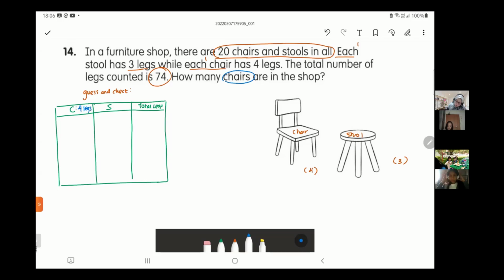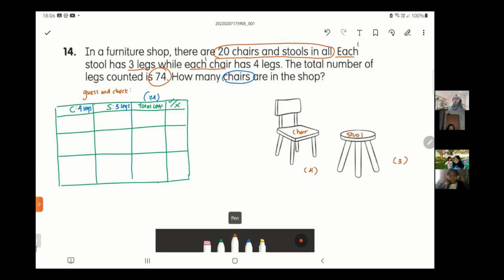Each stool has 3 legs. My total number of legs I want is 74. And then you can add a tick and cross or a check column here. Then we can cut it up into about 3 to 4 rows.